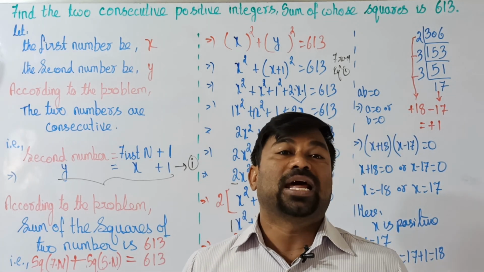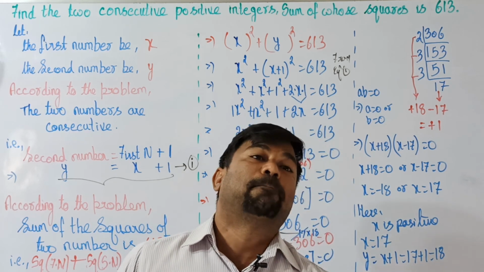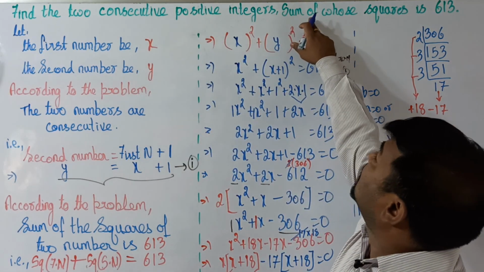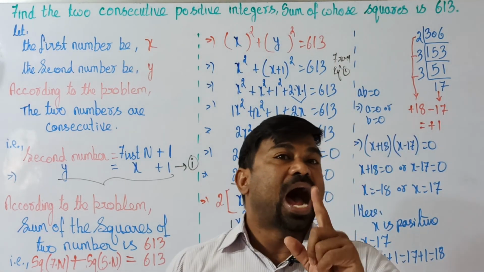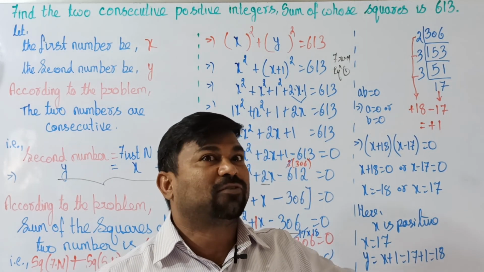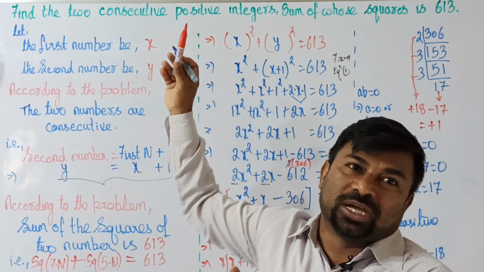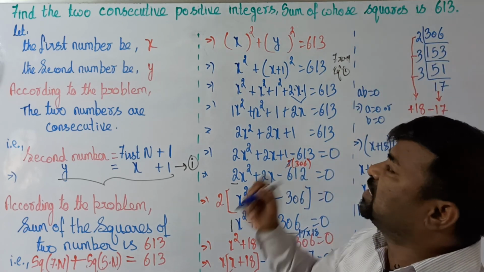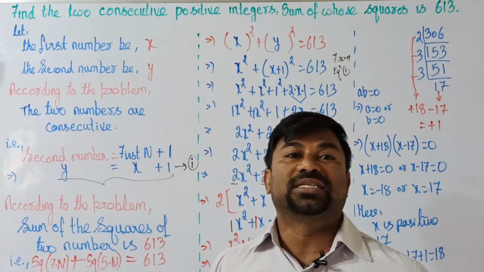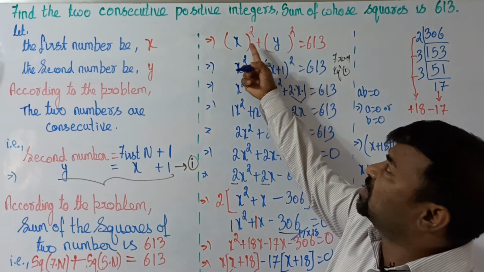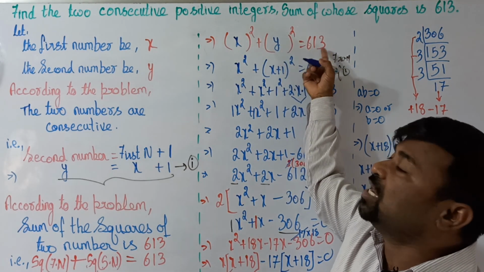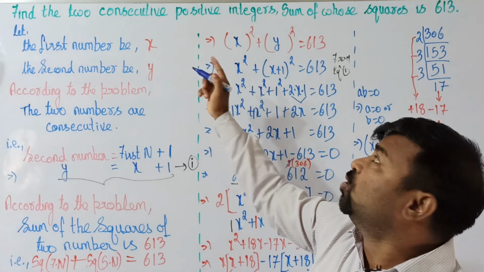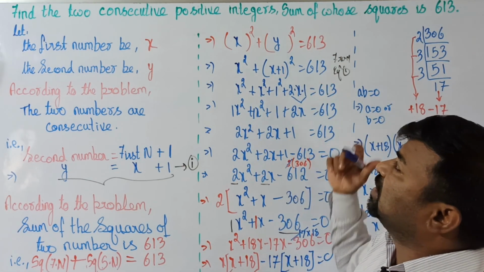But until and unless we verify that, we can't say that the sum is correct. So what is the verification he's saying? First, are they consecutive? Yes, they are consecutive, but we have used the first relation to find it out. What is the second relation he has given? He said the sum of the squares is 613. This is the relation he has given: x squared plus y squared is equal to 613. Now plug in the values of x and y in that. We need to check whether it is 613 or not.